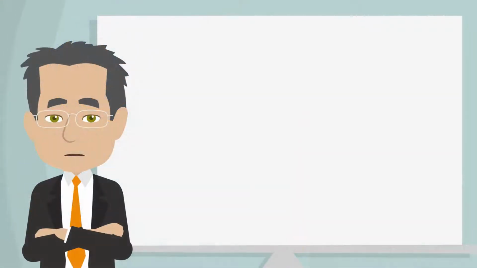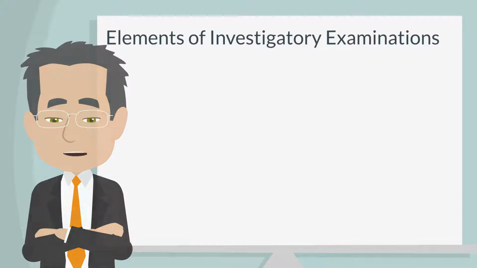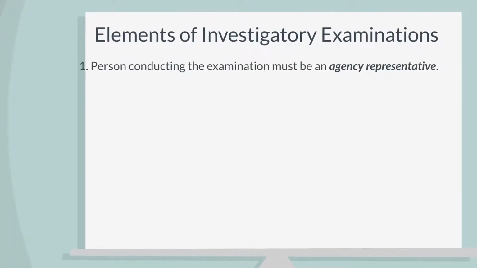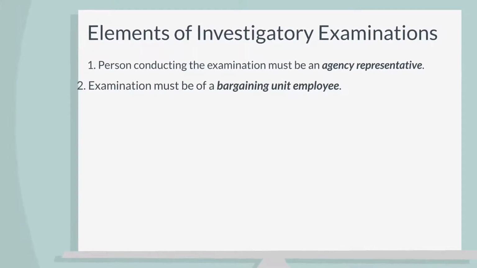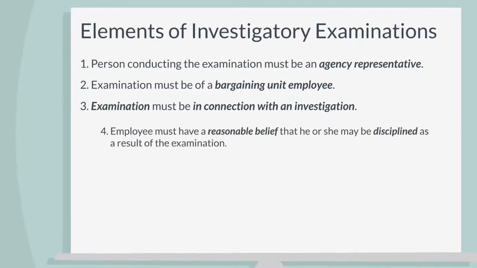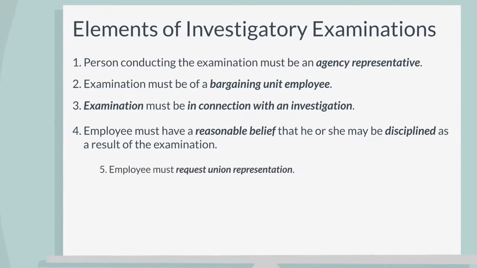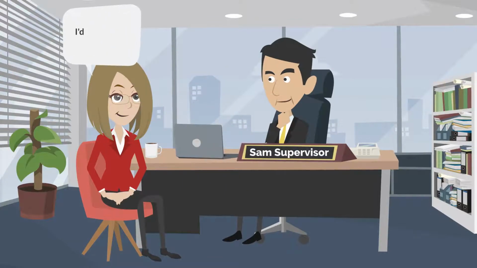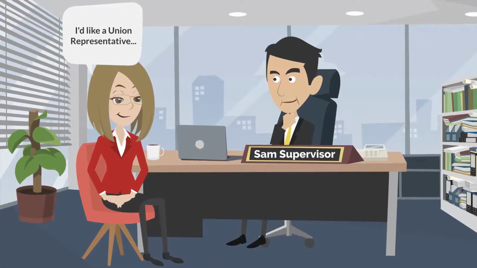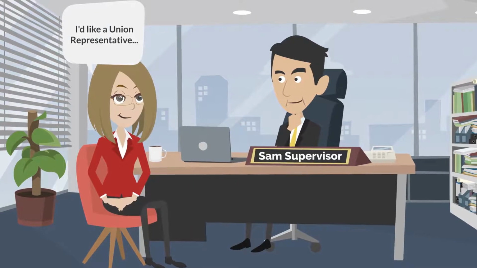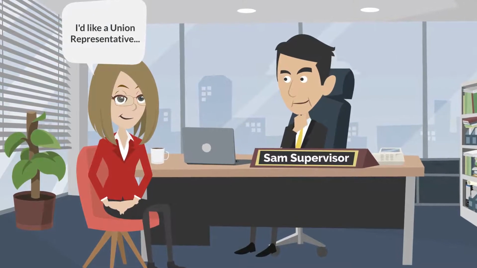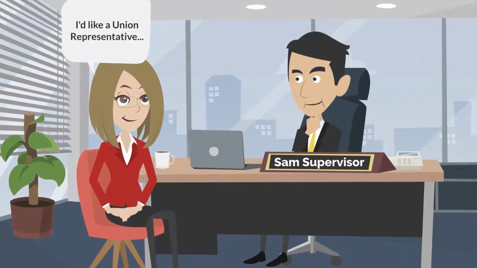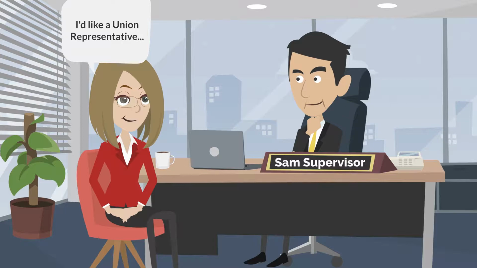As you recall, under the statute, there are 5 elements to the union's right to represent employees during investigatory examinations. An agency representative must examine a bargaining unit employee in connection with an investigation for which the employee has a reasonable fear of discipline, and the employee must request representation. Although the employee must request representation, the right in Section 7114(a)(2)(B) is the exclusive representative's right to be given an opportunity to attend the meeting with the employee. The employee's request triggers a union's right to attend the meeting to represent the employee and the bargaining unit.